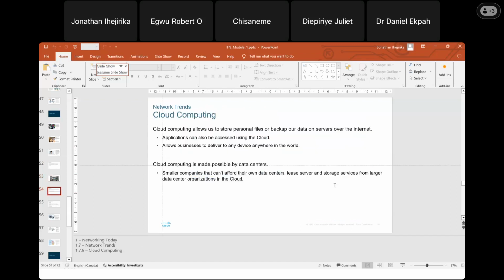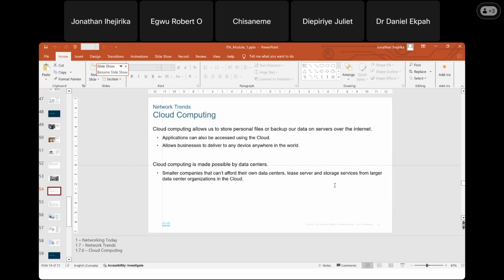Now, cloud computing allows us to store personal files or back up our data on servers over the internet. Yes, that's just the total job of the cloud. And your applications can also be accessed using the cloud and allow businesses to deliver to any device anywhere in the world. Cloud computing is made possible by data centers. When we say data centers, there is a place where information is kept. And because of these data centers, it has made it possible for cloud computing to exist.